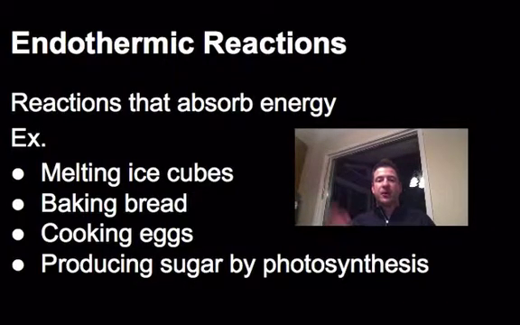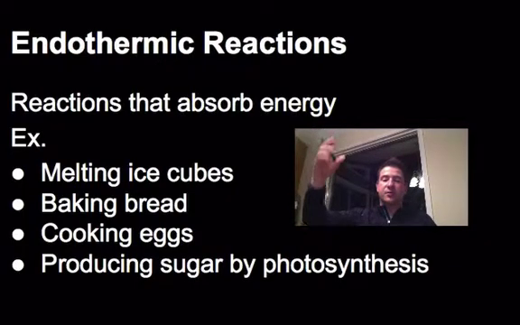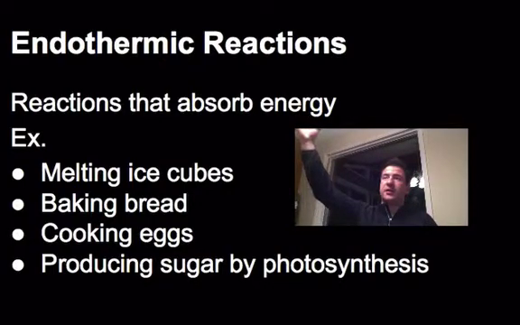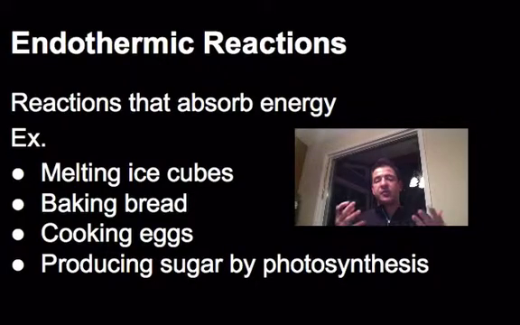Baking bread, same thing. It absorbs the heat from the oven to cause the yeast to grow. Cooking eggs, same thing. The eggs wouldn't get hard if they weren't absorbing the heat from the pan or whatever they're being cooked in. And then the last one is producing sugar by photosynthesis. Photosynthesis is basically how plants synthesize sugar for their energy. The sun shines down on the plants, and the plants absorb that sun's light, and then they use it to produce sugar.